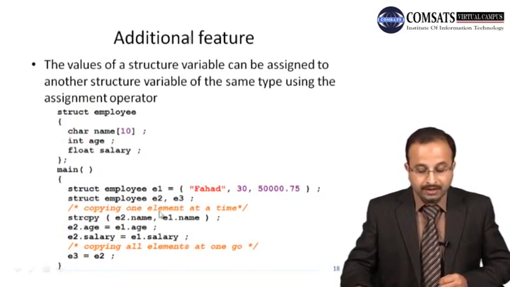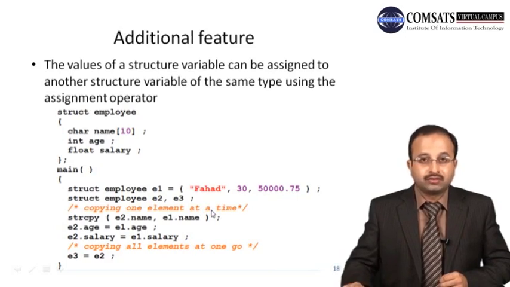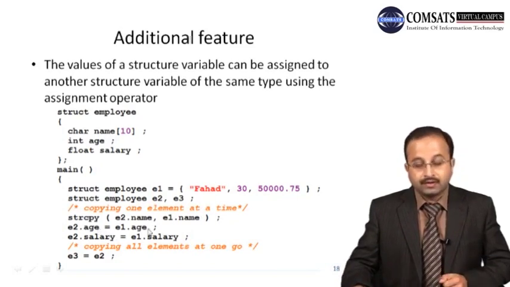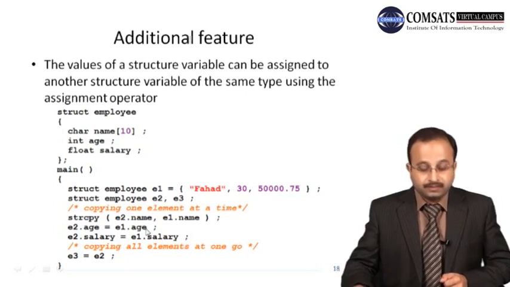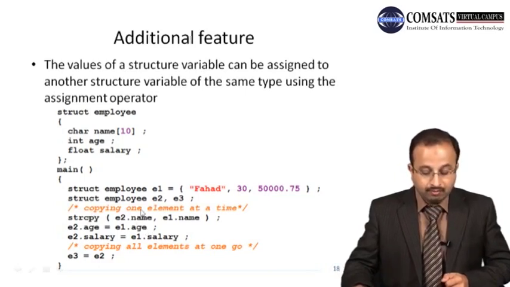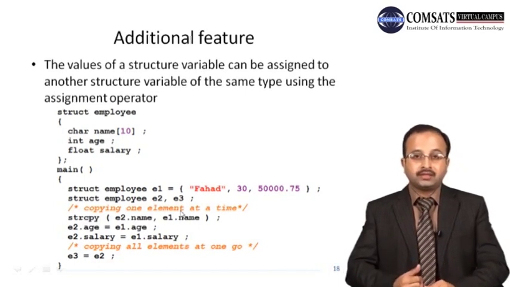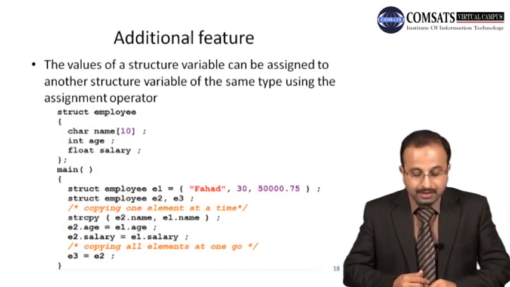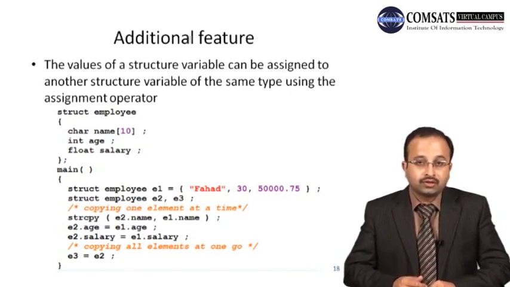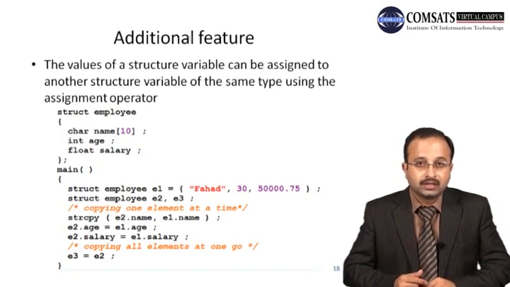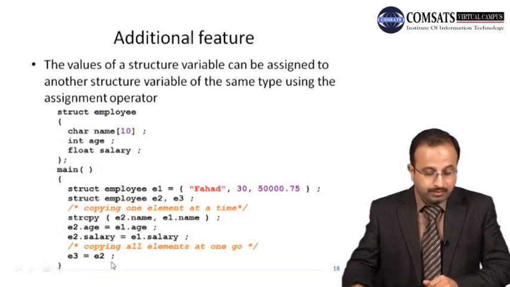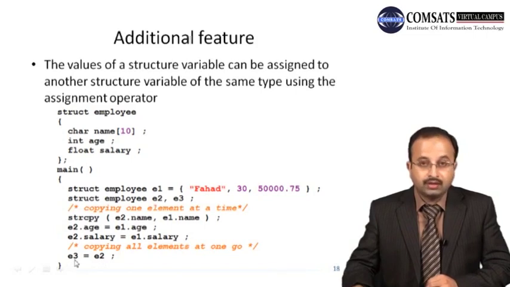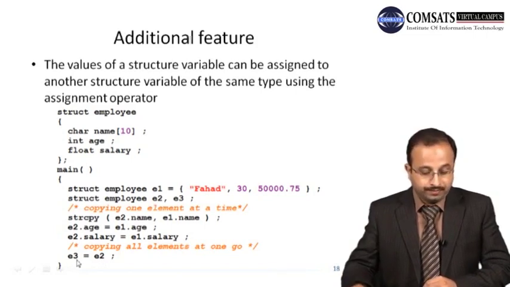But copying one element at a time में elements की type का same होना ज़रूरी है कि इसमें age और age दोनों की type का same होना ज़रूरी है. ऐसा नहीं है कि एक में age float में दी हुई है, एक में integer में दी हुई है. Right? So copying elements one at a time, you have to match the type of the element of that structure, and copying all elements at one go you have to make sure that the type of both the variables are same. That is E1 की type भी struct employee होनी चाहिए और E2 की E3 की type भी struct employee ही होनी चाहिए. Right?